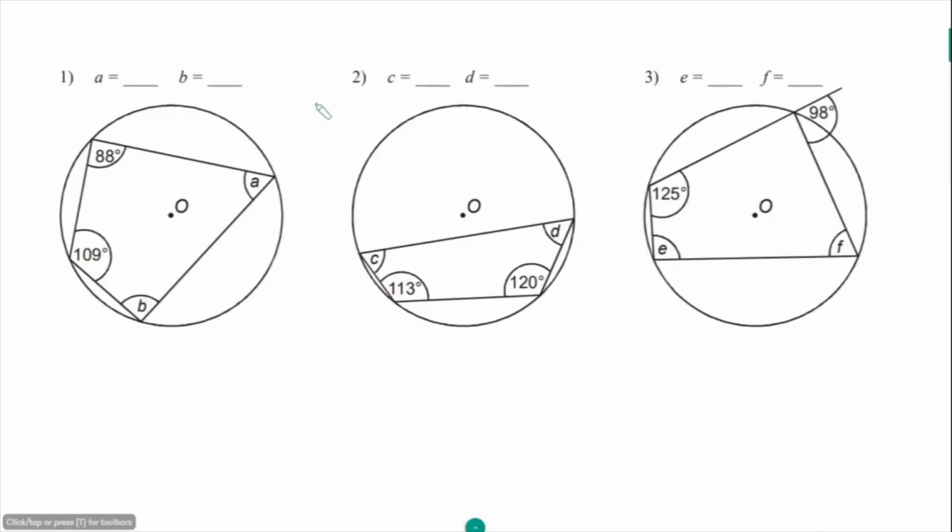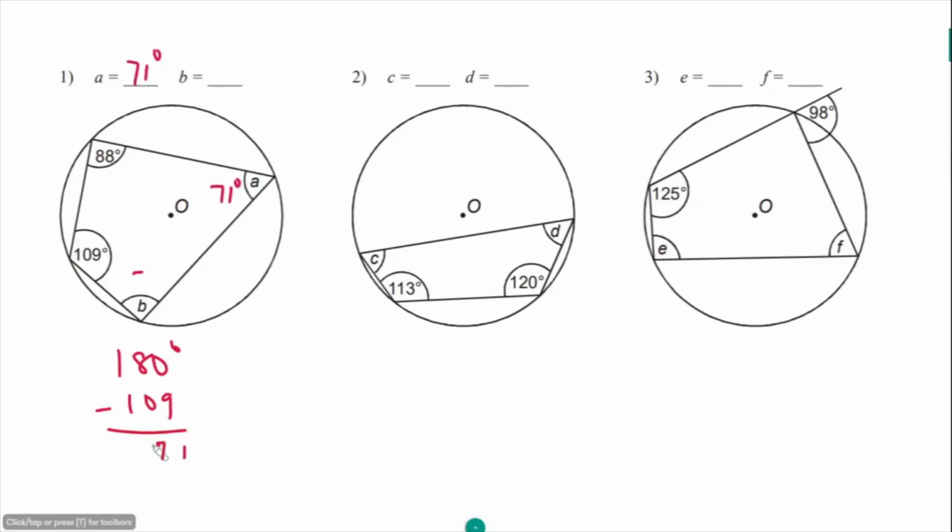Now in this question we need to find the various angles A, B, C, D, E, and F. But first, angle A. This is a cyclic quadrilateral in a circle, and remember, the opposite angles of a cyclic quadrilateral always add up to 180. Let me get angle A first. Angle A is going to be 180 degrees subtract 109, which gives 71 degrees. So angle A is 71 degrees.